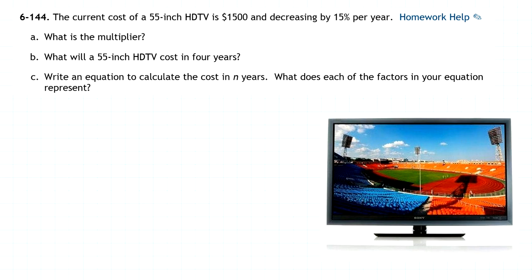So the current cost of a 55-inch HDTV is $1,500, and it's decreasing by $15 per year.